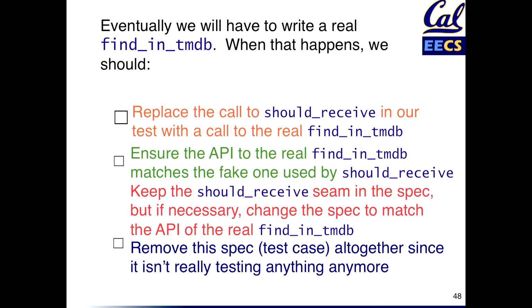We can replace the call to should receive with a call to the real method. We can ensure the API to the real method that we wrote matches the API that we thought we wanted when we originally did the test with should receive. We should keep the seam exactly as it is, but we might have to change the way the seam looks because when we actually wrote the method, the API turned out to be different than the one that we had in our original test. Or we could just remove the entire test case that we wrote because now that find in tmdb exists, the test case isn't testing anything interesting anymore. So, thinking.